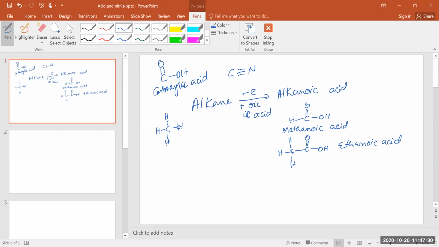If two carboxylic acids are there, then it will be called dioic acid. So 3, tri, 4, tetra, and so on. But if it is a cyclic structure and it has a carboxylic acid functional group, in that case, it is just called carboxylic acid. Like this one, this will be called cyclohexane carboxylic acid.